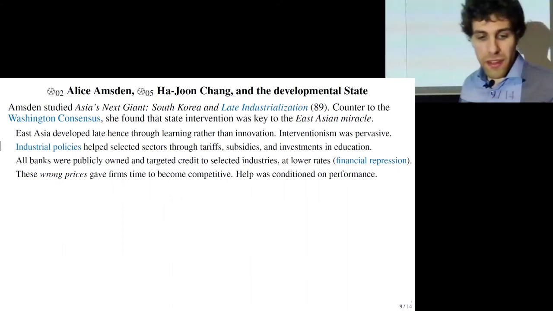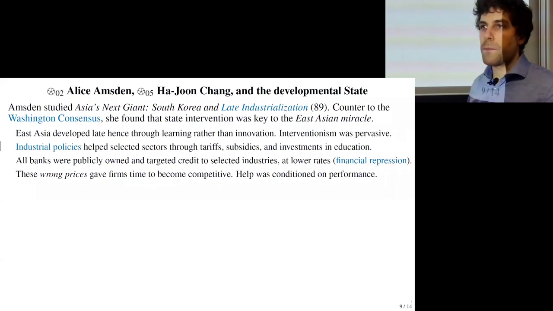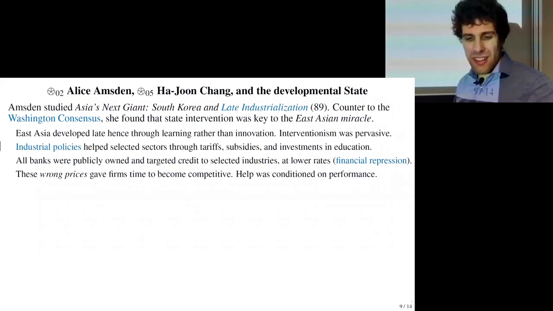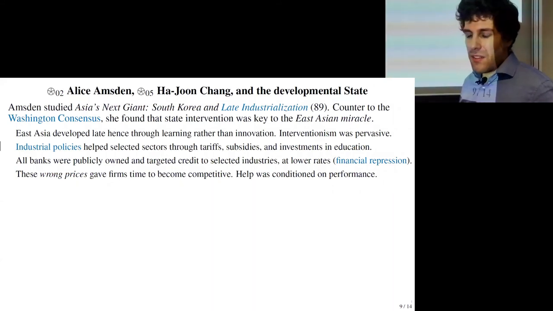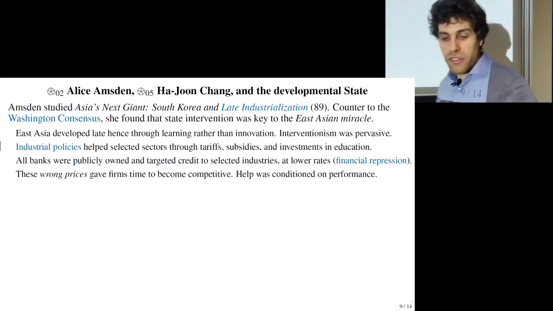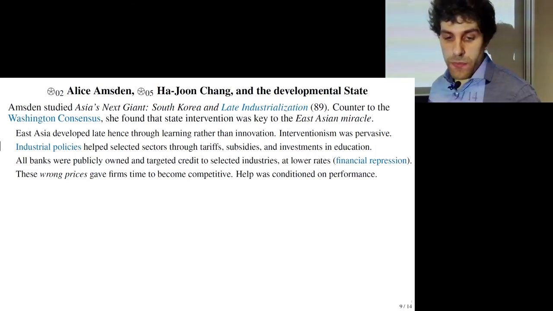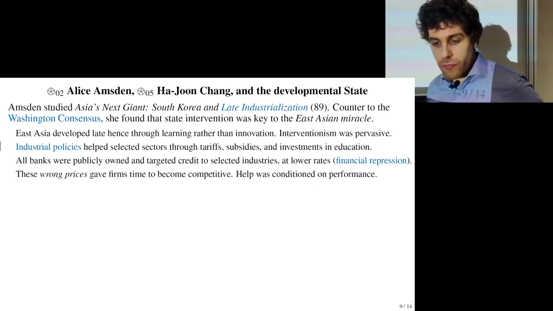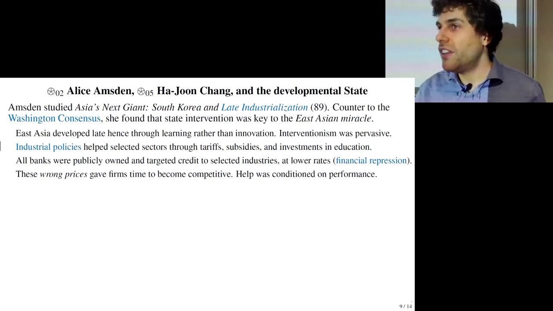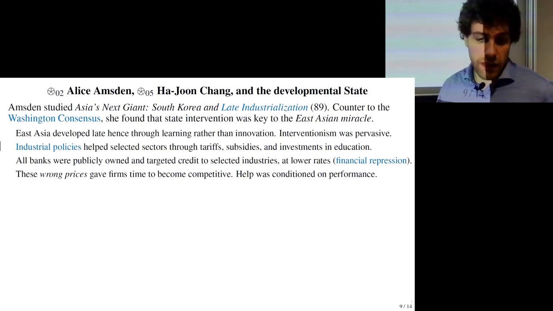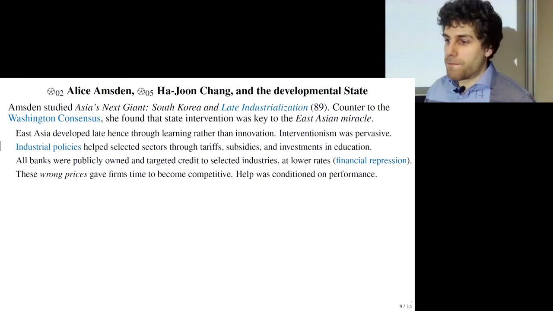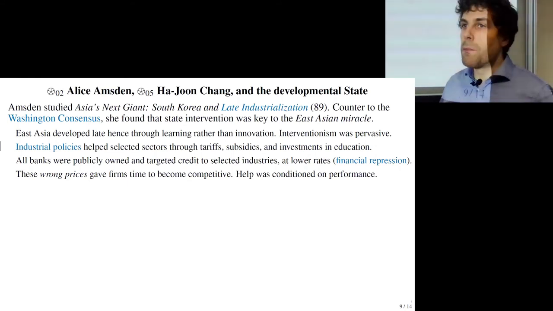Then Alice Amsden said that these interventions of the state distorted the price system, and so the resulting prices were wrong. But she says it was actually helpful because the strategy was smart and it helped the firms that were helped to become competitive.